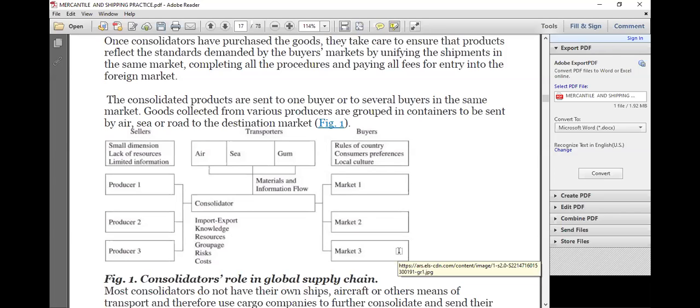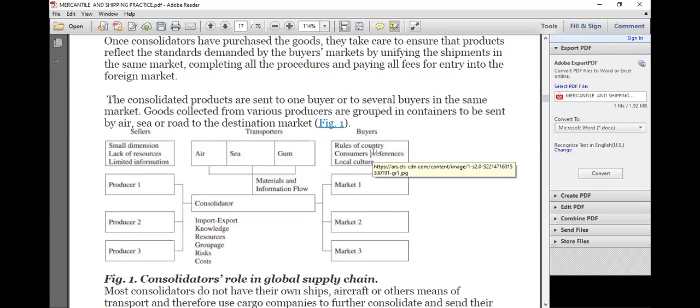So we have got this one here. You can see this figure here. The figure clearly shows we have the sellers, we have transporters and we have the buyers. So the sellers here, we have a small dimension. There is the lack of resources, limited information. So these sellers here, they're small sellers.